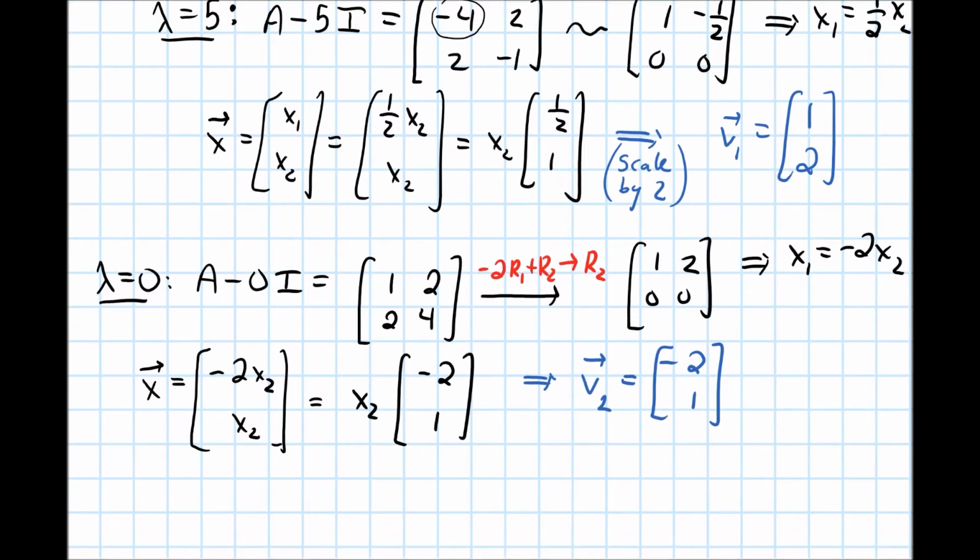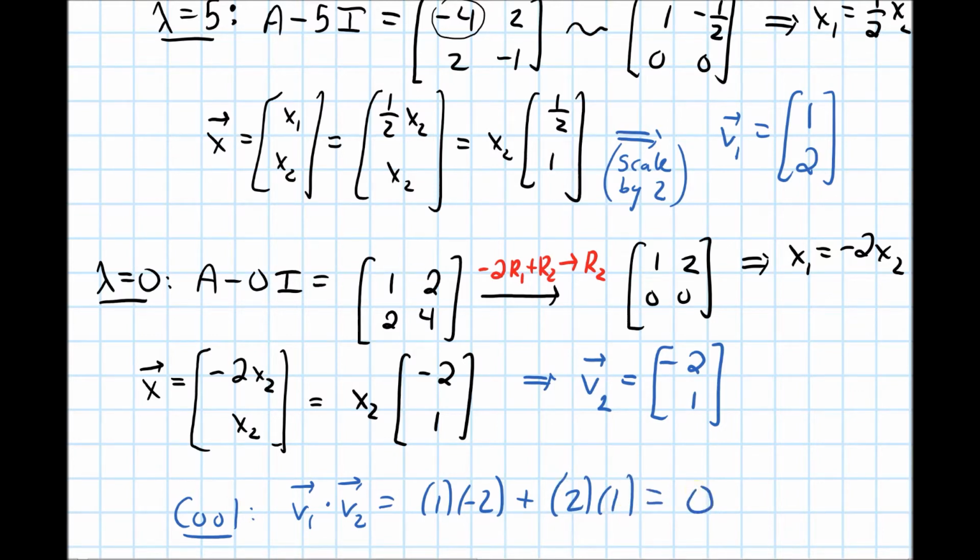So one cool thing about this is if we take the dot product of these two eigenvectors, v1 dotted with v2, I'll get 1 times -2, multiplying their first entries together, plus the second entries multiplied, 2 times 1, so -2 plus 2, that's 0. That means that v1 and v2 are orthogonal. Recall from the last video, that should be happening.